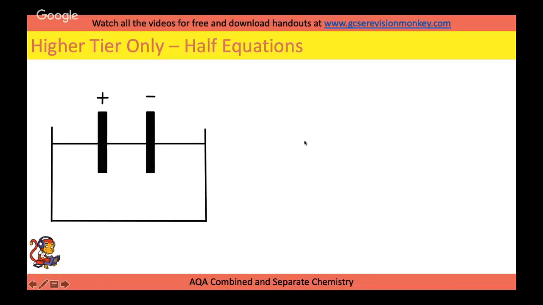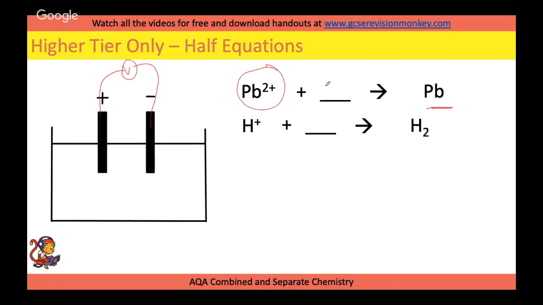Half equations then. I didn't talk about this when I talked about electrolysis because this is higher tier only. But when the ions are attracted to electrodes, they're going to either lose or gain electrons because this is attached to a power supply. So if you're a lead ion, to turn back into a lead atom, you must gain electrons. So 2 electrons because it's 2+.